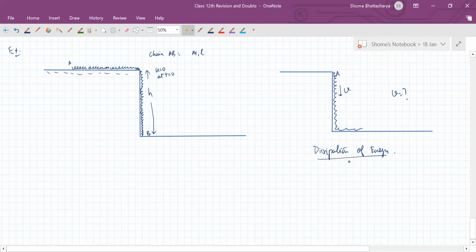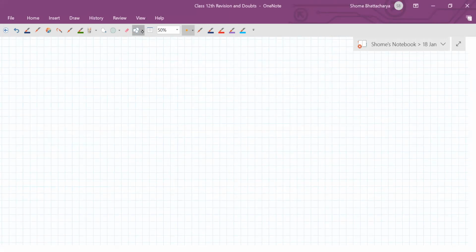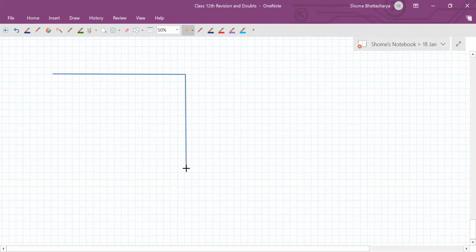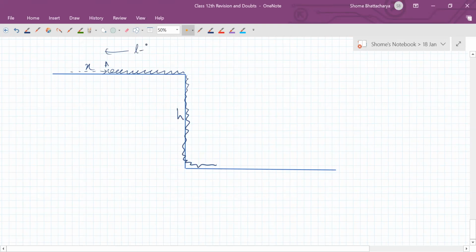Okay, so how we will do this is that we will take an instantaneous time when the chain is displaced by x, let's say. So A is displaced from its original position by some x. Okay, so this is h. This has become L minus h minus x. So at that point of time, now we will look at the dynamics.